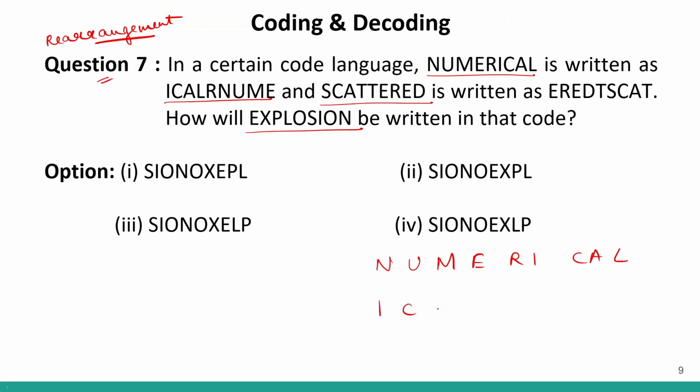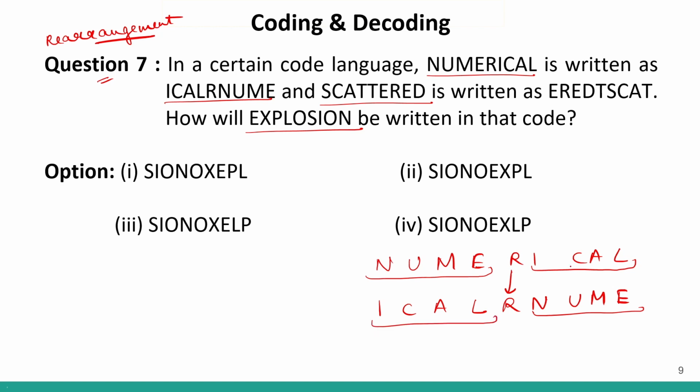and this is ICALRNUME. So very simply I can see that R has not changed position. Correct? The middle term has not changed position. The first 4 letters which are NUME are written in the last, and these 4 letters which are ICAL, this is written in the first. Correct? So basically the last 4 letters are written first and the first 4 letters are written last, and the position of the middle letter does not change. So we will do the same thing.